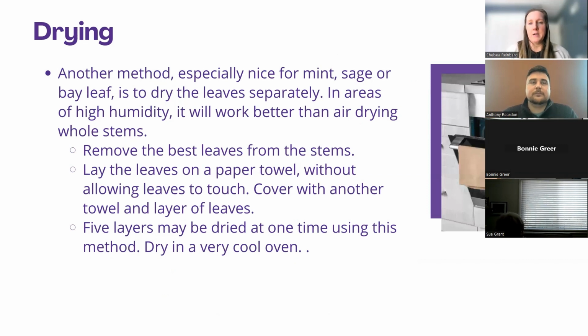Another method, which can be especially nice for mint, sage, or bay leaf, is to dry the leaves separately. So laying them out and drying them separately will work. You want to remove the best leaves from the stems, lay the leaves out on paper towels, and don't allow them to touch. Cover them, stacking them about 5 layers on top of each other at one time, and then drying in a cool oven is going to be a good method for this. Again, you could definitely dry these options in a dehydrator, but these are just some different options for you to work with.